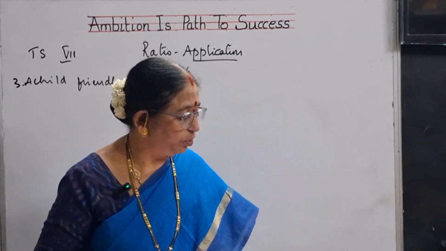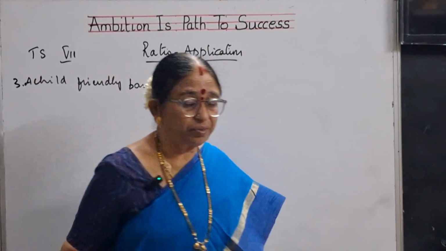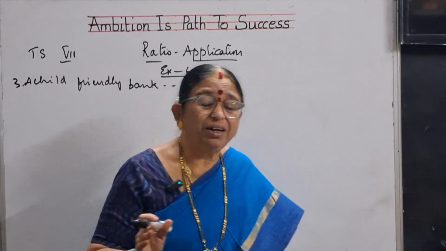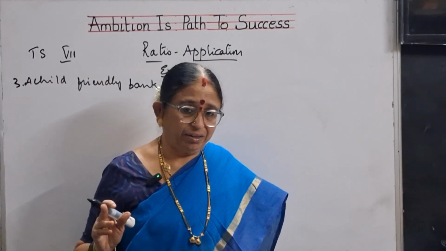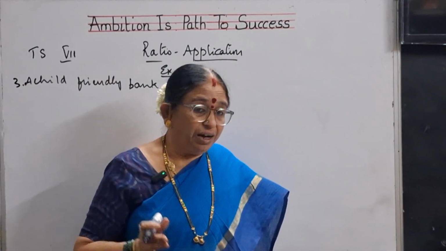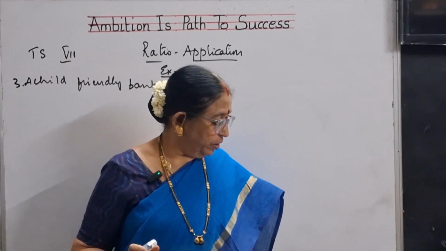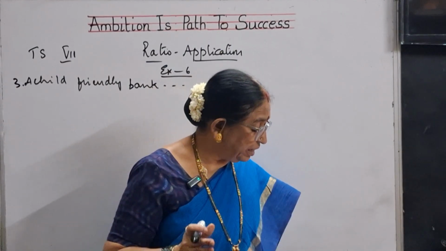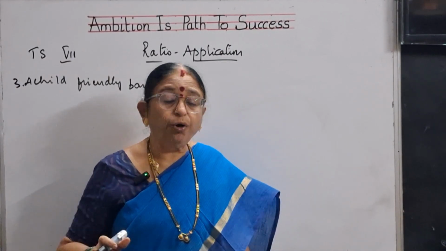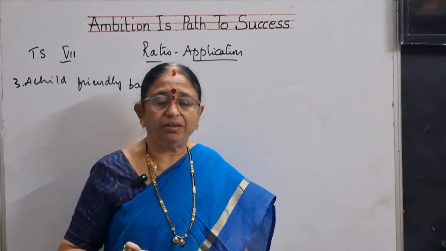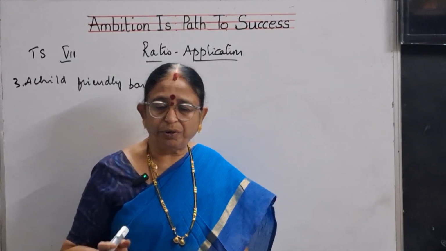So, in a school, a child has saved 9,000 rupees in 1 year. What is the interest? Find interest received. How much interest is he receiving? So once again, I'll explain this problem, children.